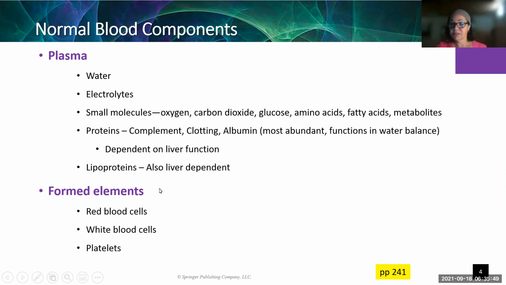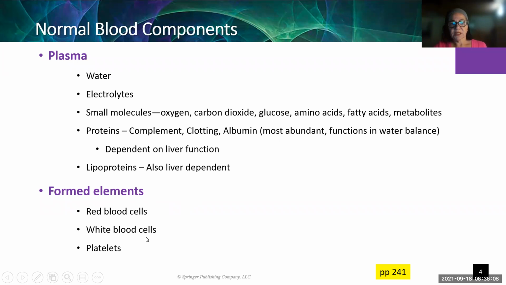And then we get to the so-called formed elements. The vast majority of those are red blood cells, erythrocytes. The function of the erythrocytes is primarily to carry oxygen. There's also some carbon dioxide shuttling that happens.